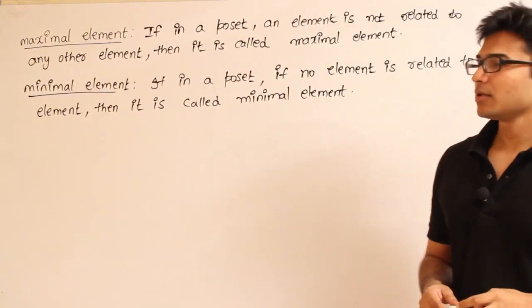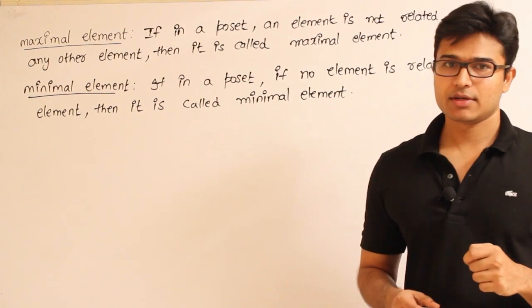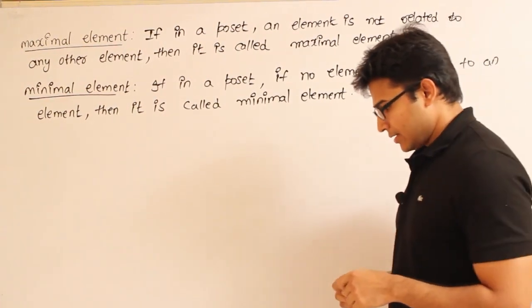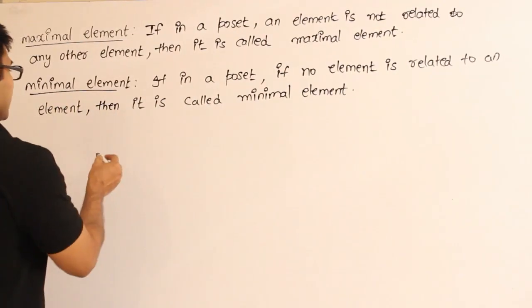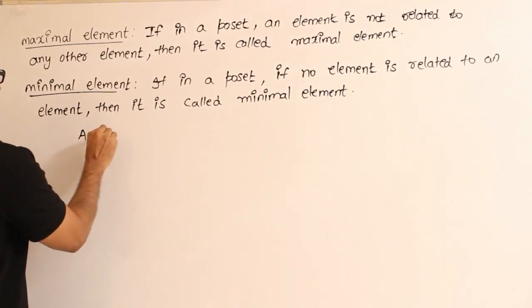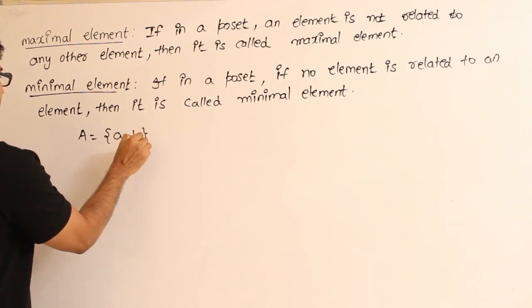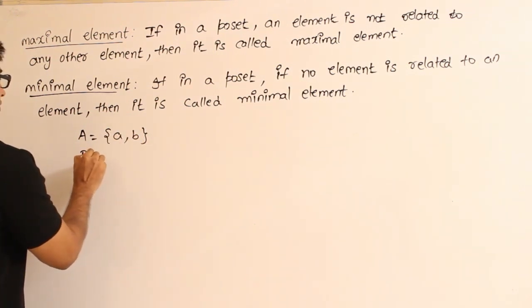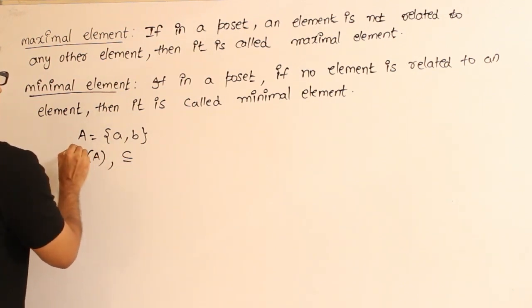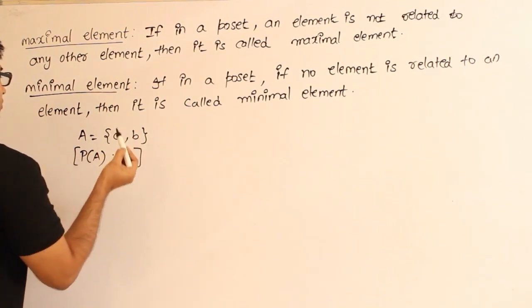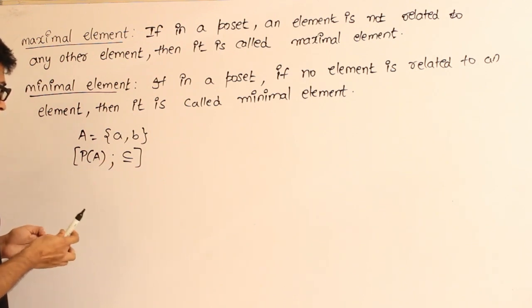Now let's see the concept of minimal element and maximal element in a poset. Let me take an example and explain it. Let us say a set A contains two elements, a and b. Then if I take the power set of A and the subset relation, the set inclusion relation, it is a poset as well as a lattice.